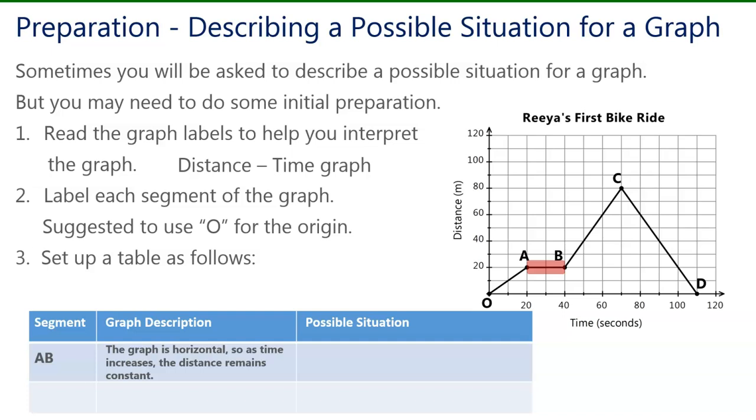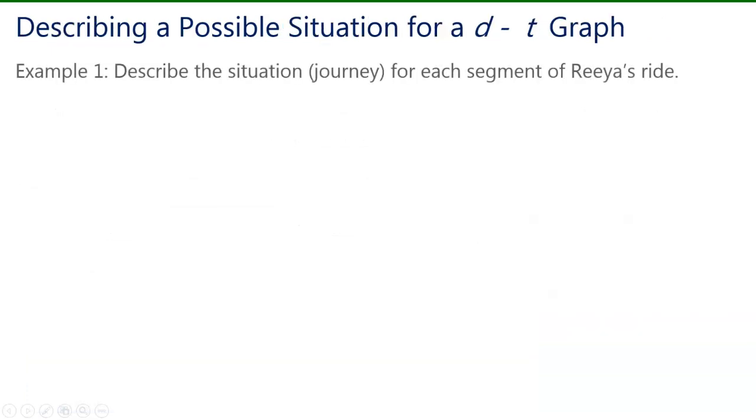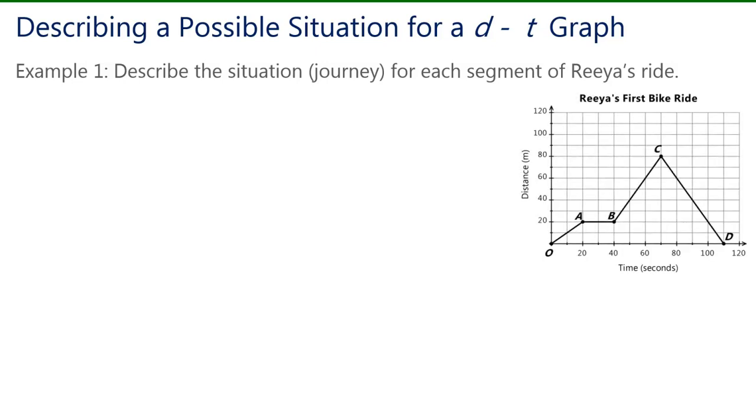Here's a possible situation. Notice that the interval is from 20 seconds to 40 seconds, so the total interval is 20 seconds. You could say that Ria stops her bike and rests for 20 seconds. So here's example 1. Describe the situation or journey for each segment of Ria's ride.